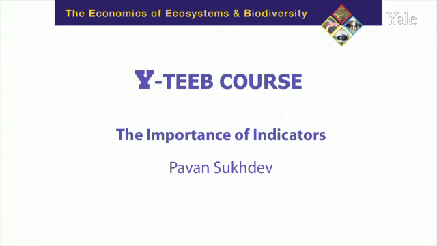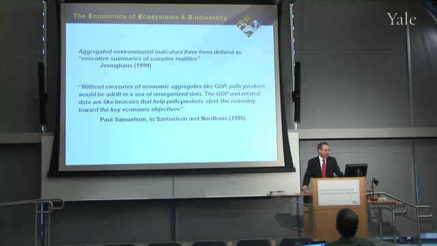that talks about the power of indicators. In fact, it uses GDP to make that point, saying that without measures of economic aggregates like GDP, policymakers would be adrift in a sea of unorganized data, which, for those who are familiar with the space, describes the biodiversity world today. It's a sea of unorganized data. And when I talk, you'll see a bit about what I mean.